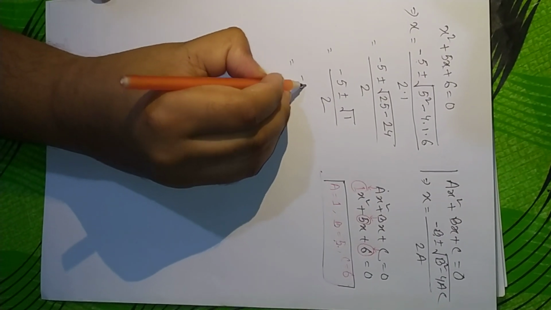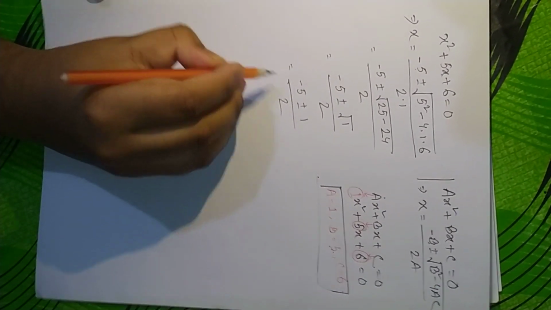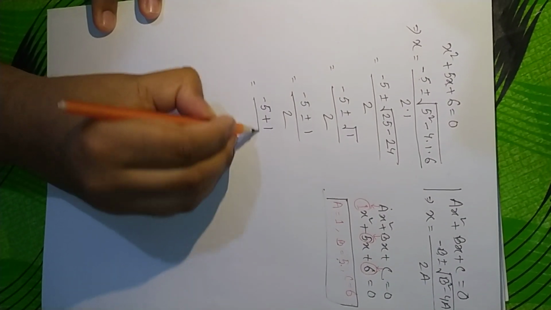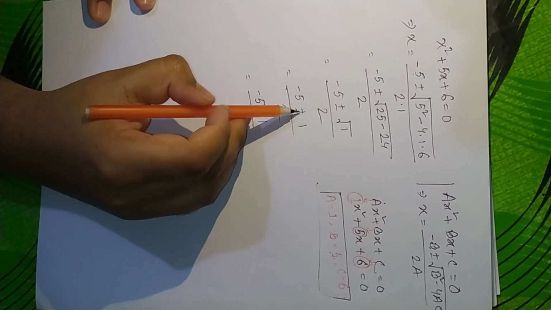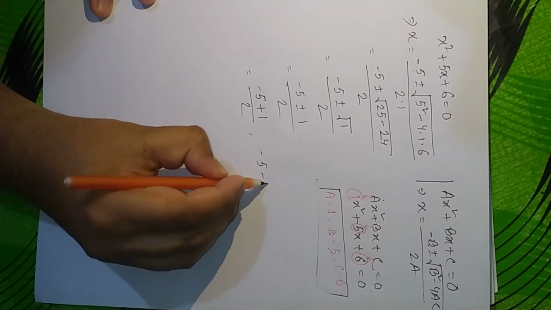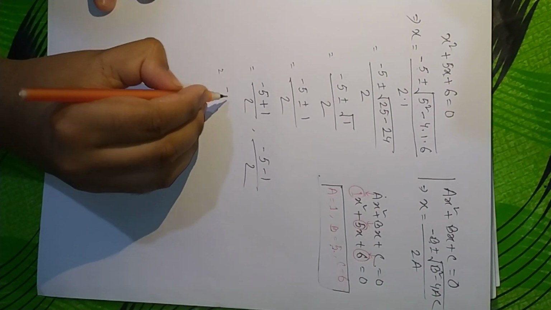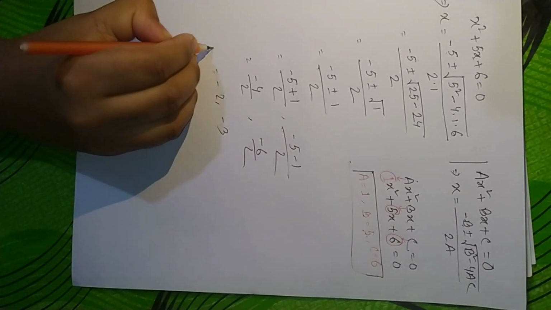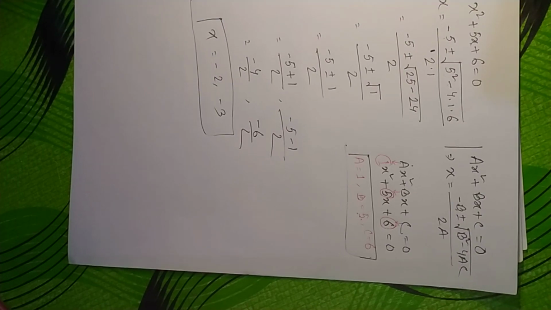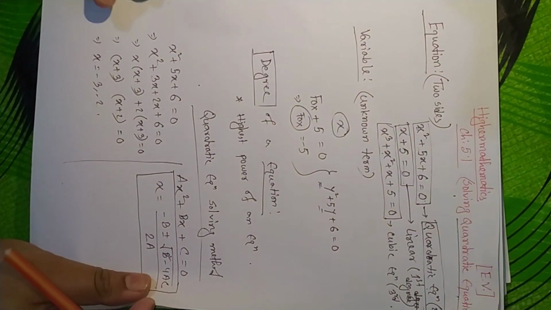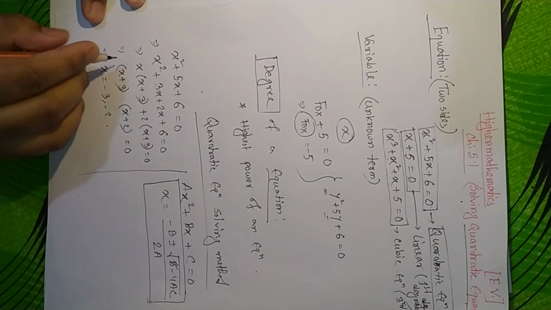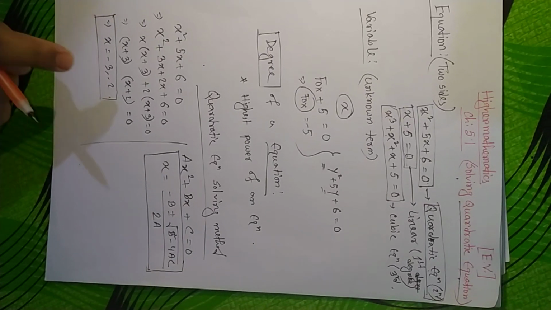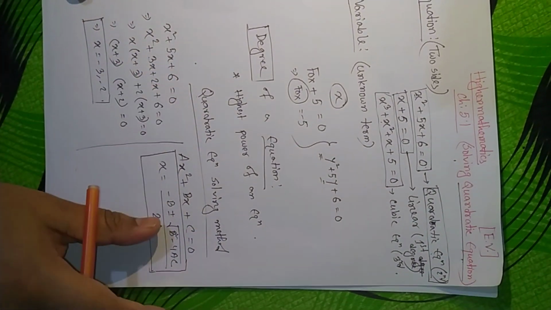Minus 5 plus minus root over 1 by 2. We know that root over 1 is equal to 1, and here is plus and minus, so we have to separate it, first time plus, then minus. Then we will get minus 4 by 2 and minus 6 by 2, and finally minus 2 and minus 3. So the value of x is minus 2 and minus 3, and look, by the middle term method we also got minus 3 and minus 2. So that is very much easier than this.